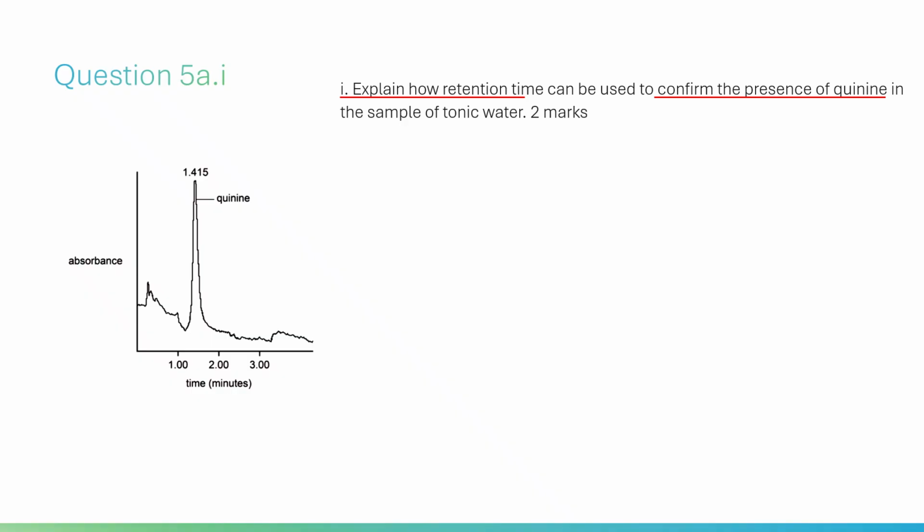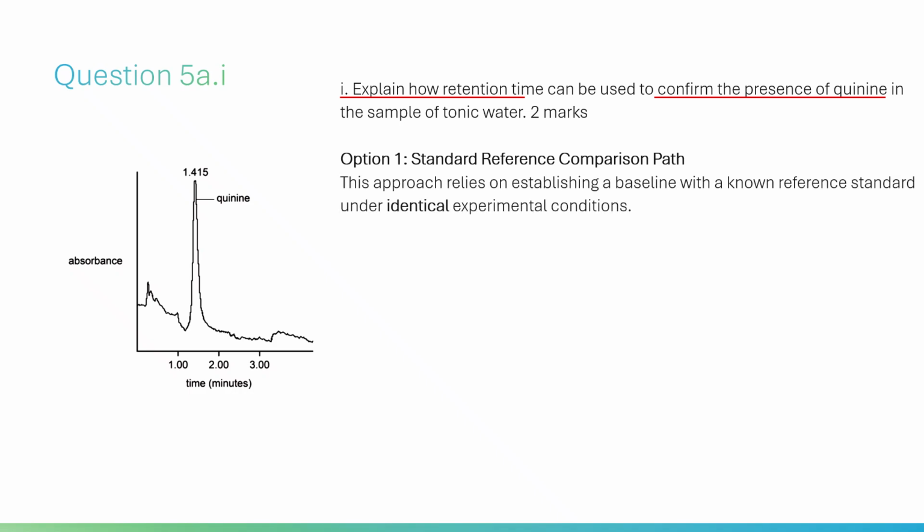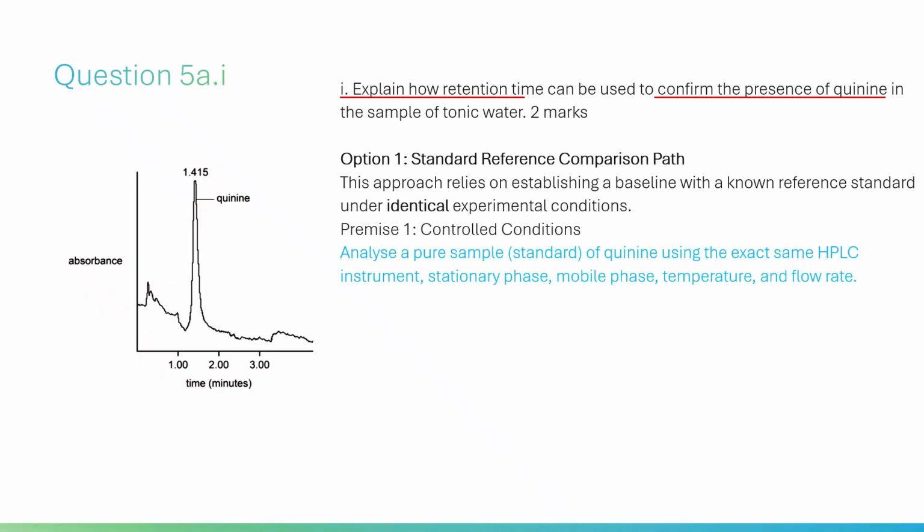Option 1, Standard Reference Comparison Path. This approach relies on establishing a baseline with a known reference standard under identical experimental conditions. Premise 1, Controlled conditions. Analyze a pure sample, standard, of quinine using the exact same HPLC instrument, stationary phase, mobile phase, temperature, and flow rate.